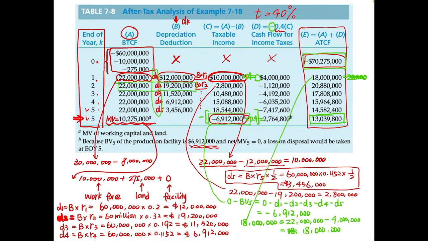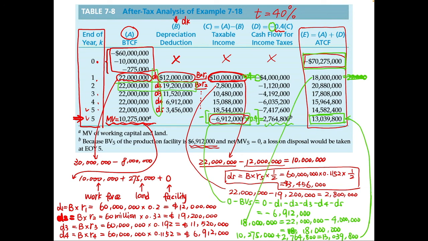Okay, and then talking about the last cell, it is the number in column A, which is 10,275,000, plus the number in column D, which is 2,764,800. Okay, that will give you 13,039,800. That's how you get this.